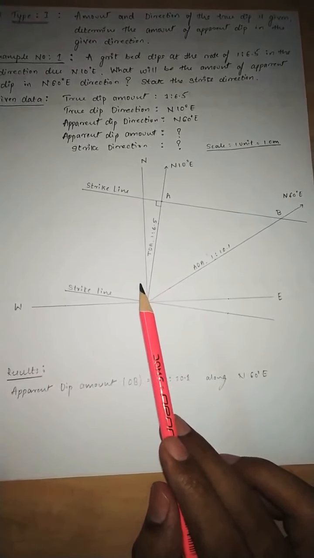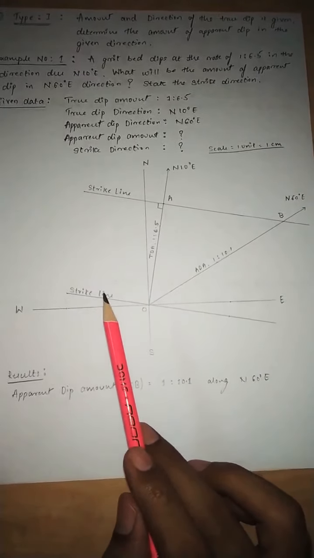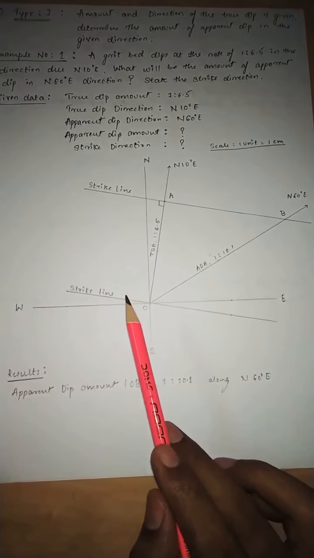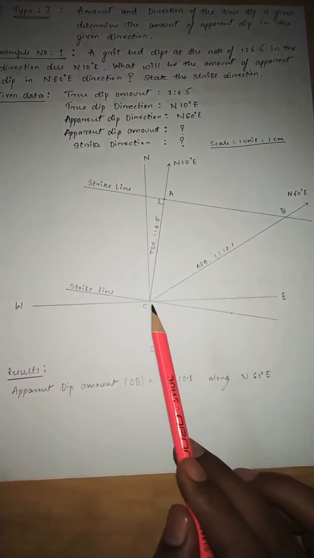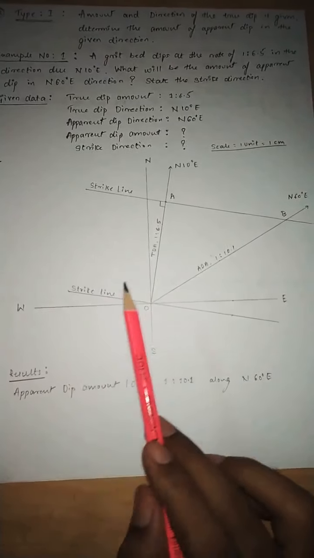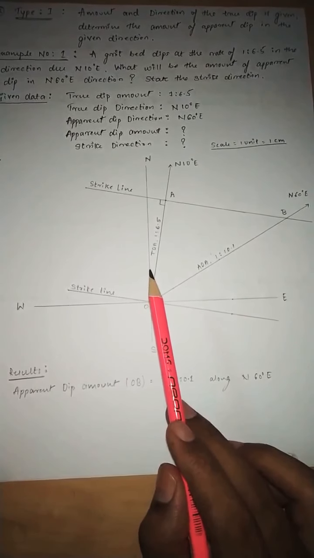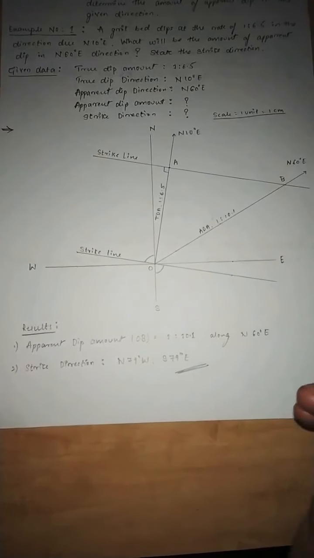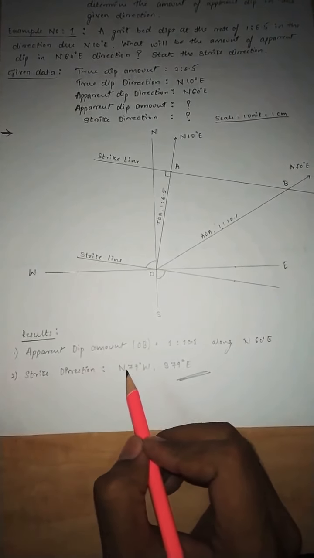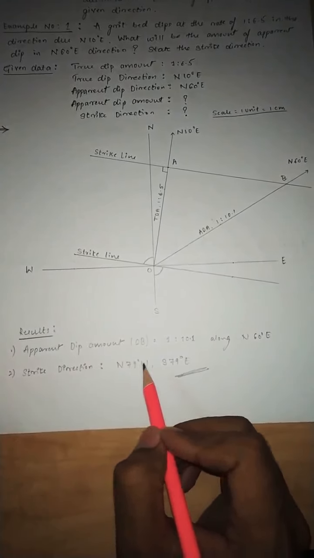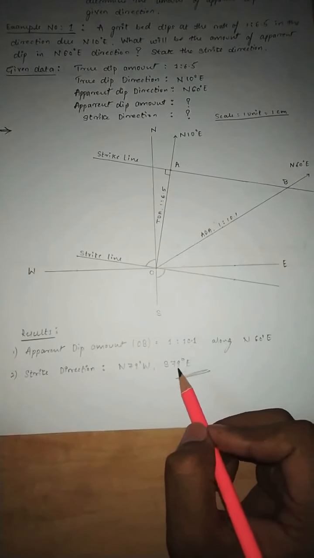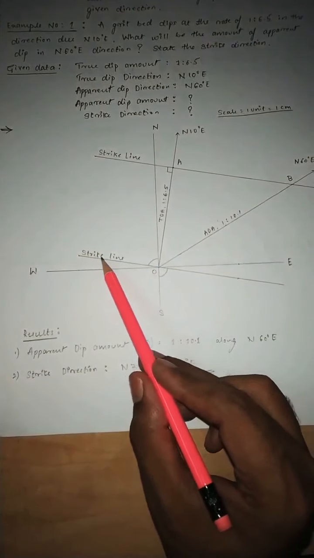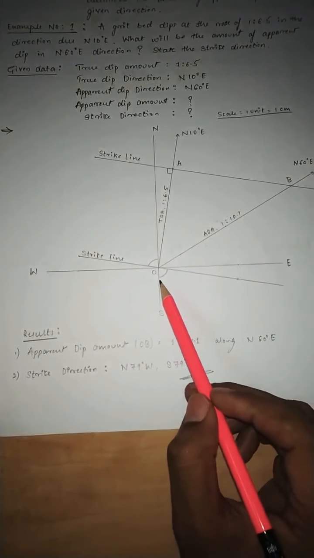You remember that the strike lines or the direction of strike is always measured from the north line as well as the south line, not with respect to east and west. That will be with respect to the north and south directions. So the strike direction is north 79 degree west and south 79 degree east.